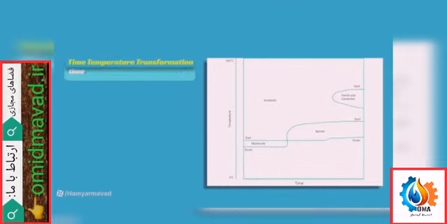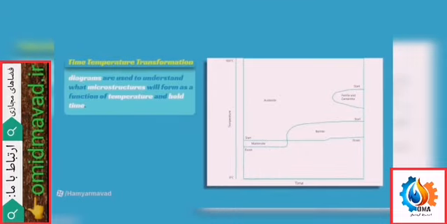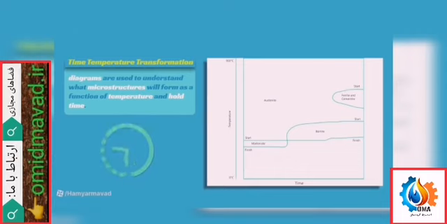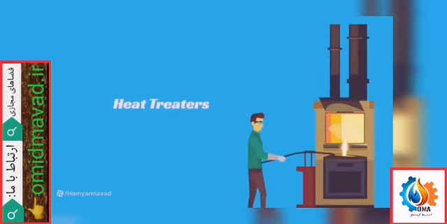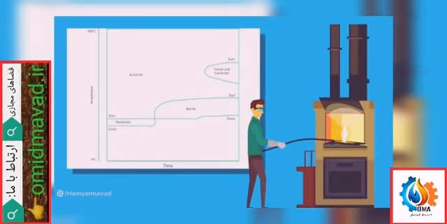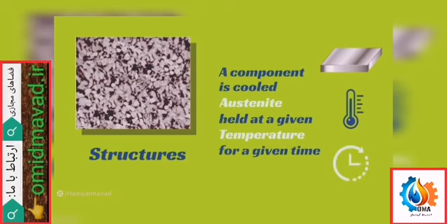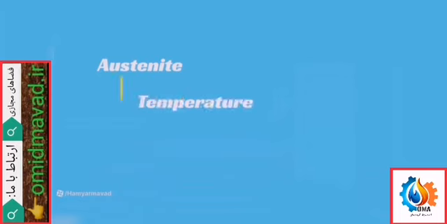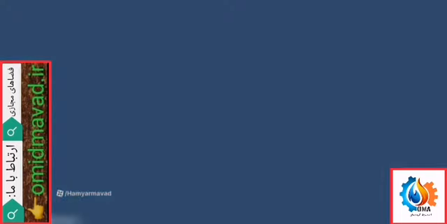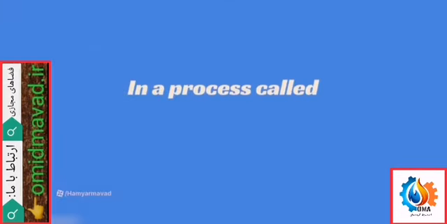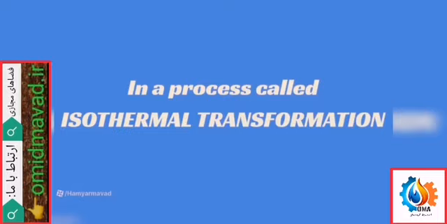Time temperature transformation diagrams are used to understand what microstructures will form as a function of temperature and hold time. This means that heat treaters can use this diagram to understand what structures might be formed if a component is cooled from austenite and held at a given temperature for a given time. This is possible because if we hold austenite at a temperature where it is unstable, eventually austenite will form into a different microstructure in a process called isothermal transformation.